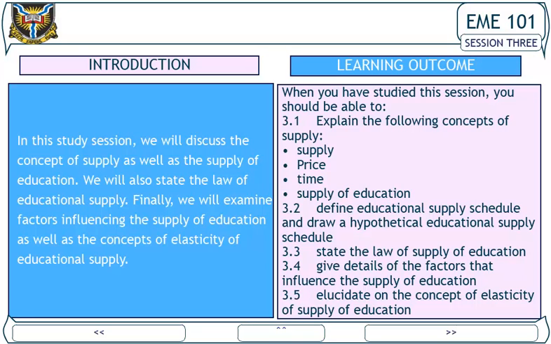Learning outcomes. When you have studied this session, you should be able to: 1. Explain the following concepts of supply: price, time, supply of education. 2. Define educational supply schedule and draw a hypothetical educational supply schedule. 3. State the law of supply of education. 4. Give details of the factors that influence the supply of education. 5. Elucidate on the concept of elasticity of supply of education.